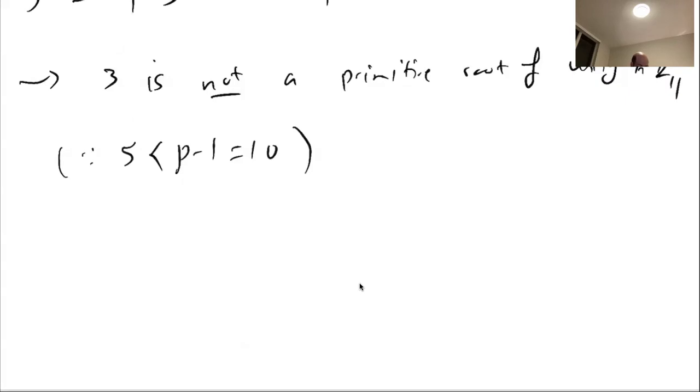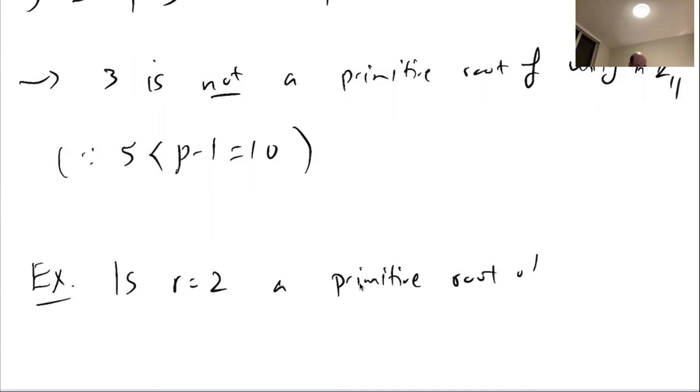Okay, so for now, another example is r equals 2, a primitive root of unity in Z11.